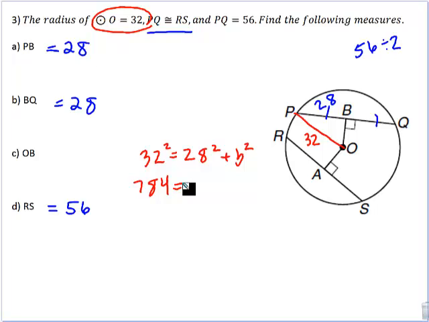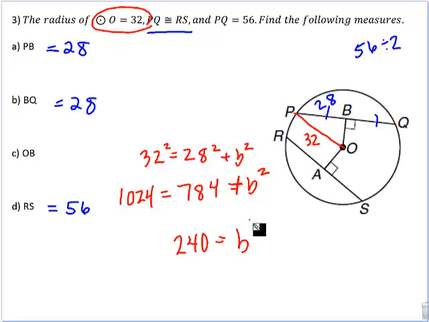28 squared is 784, and 32 squared is 1024. That makes more sense. So how do we get b squared alone? Minus the 784. So 1024 minus 784 is 240. 240 is b squared, and then how do you get b?